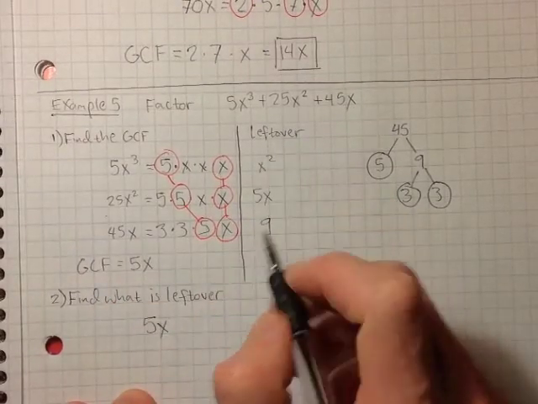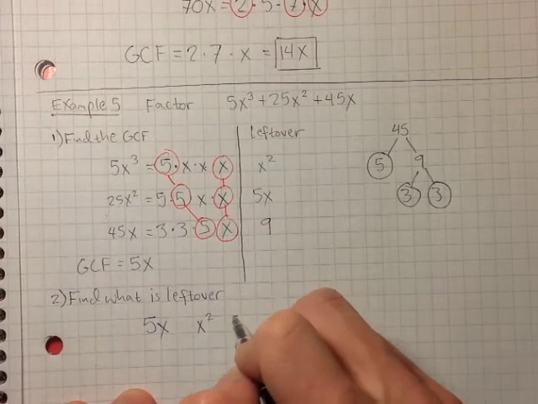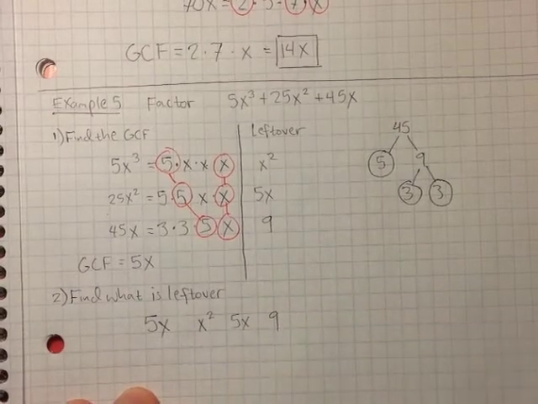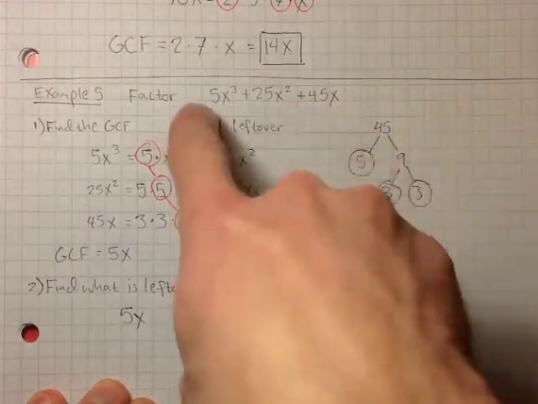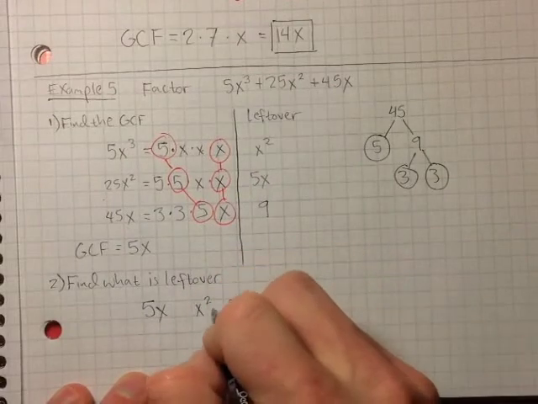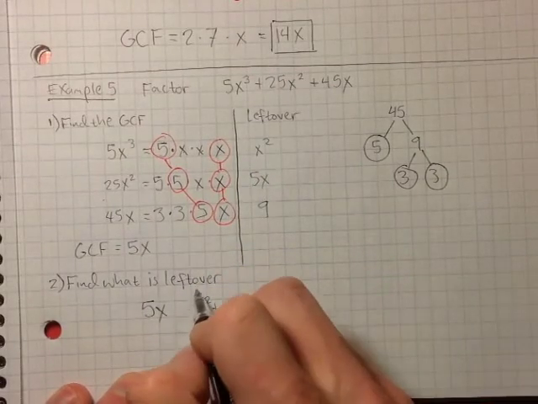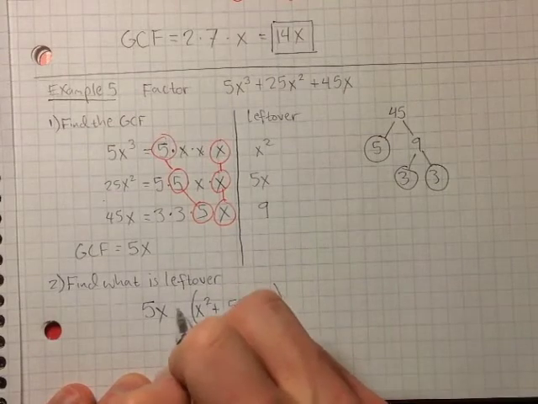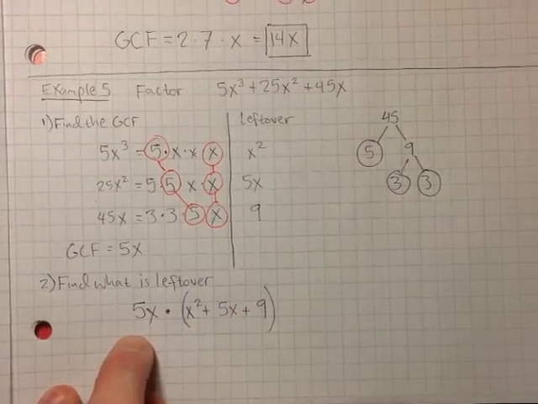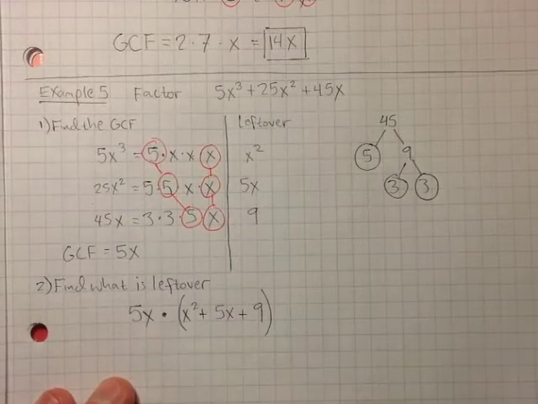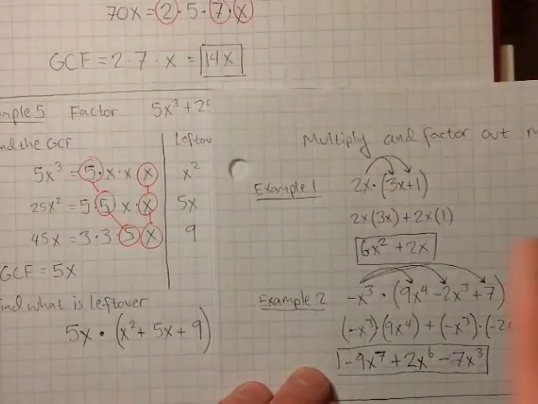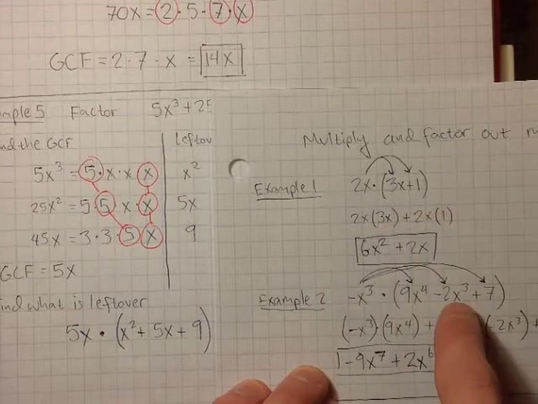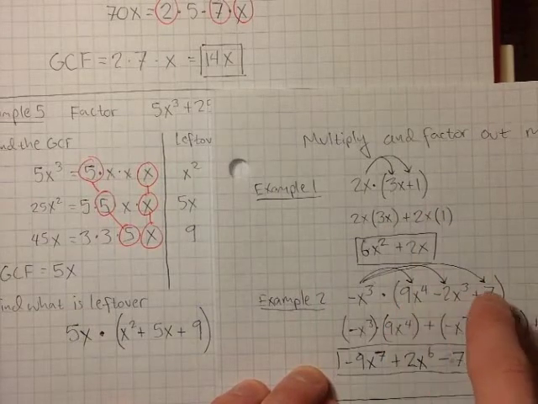The leftover pieces are x squared, 5x, and 9. So a way that we can write this expression is x squared plus 5x plus 9 in parentheses times 5x. Now notice that this looks very similar to what we were doing in the first examples here. We had a monomial multiplied by, in this case, a trinomial.